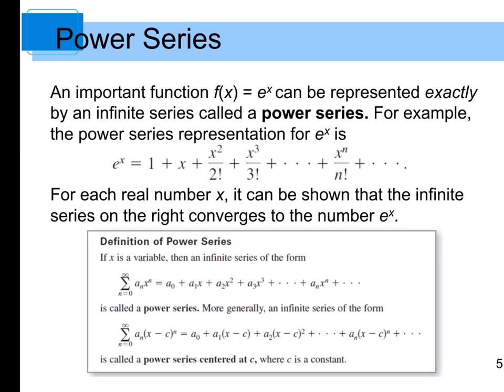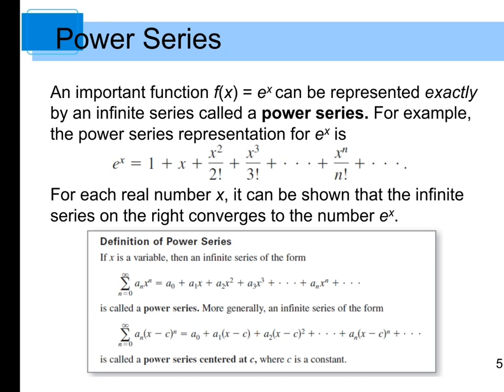Definition of power series. If x is a variable, then an infinite series of the form the summation of n equal to 0 to infinity of a sub n x raised to n, equal to a sub 0 plus a sub 1 x plus a sub 2 x squared plus a sub 3 x cubed and so on, is called a power series.